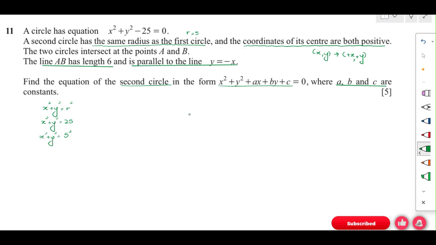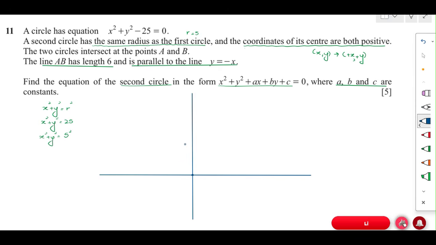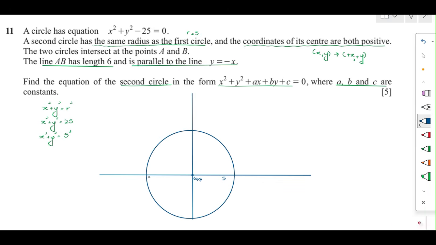So if I can draw everything over here, the xy axis first. A straight line. It passes through the origin. The first circle passes through the origin, right? And its radius is 5. Okay, let's say this is a radius of a circle. It passes through the origin and this radius is 5. This is 5, this is 5.